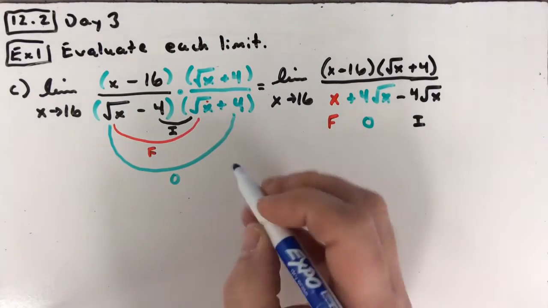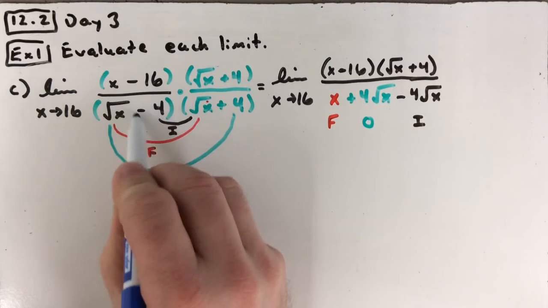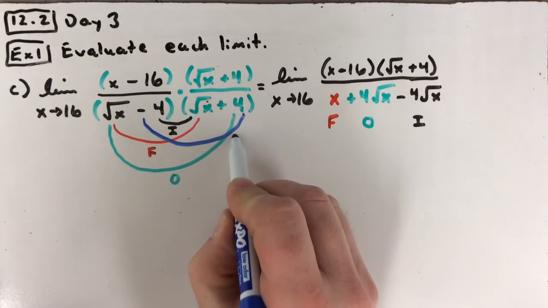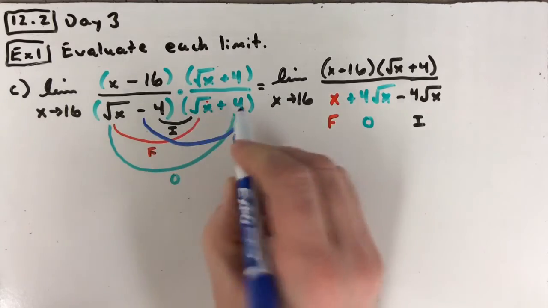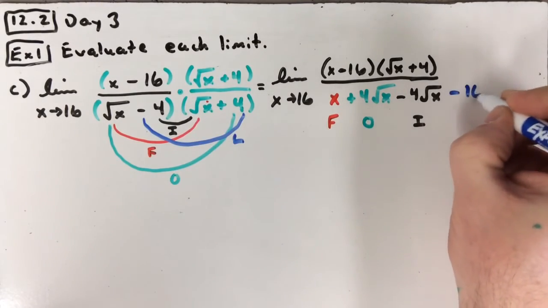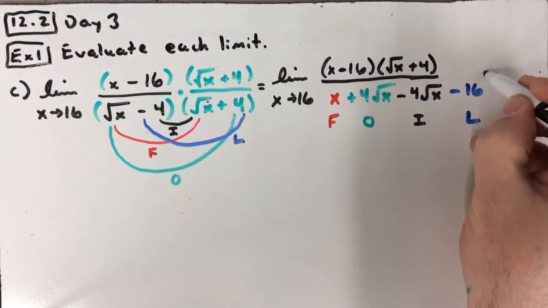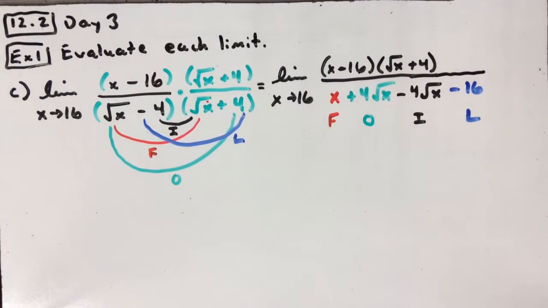And then finally, the L part of FOIL, that would be this -4 times this +4. Those are the last terms. So that's the L part of FOIL. -4 times +4, that's a -16. So if you multiply out those two conjugates, we end up with these 4 terms across the bottom.